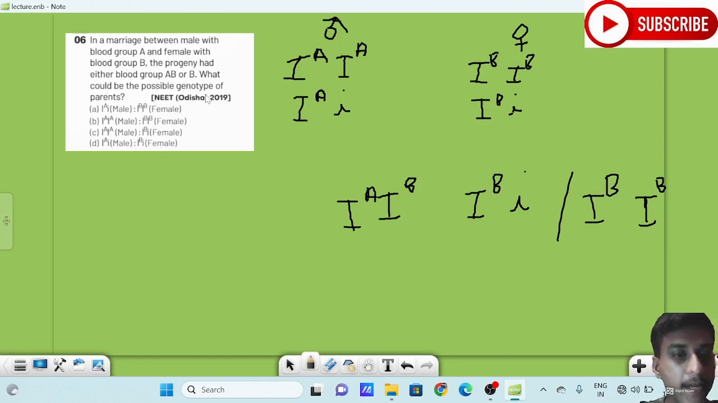For option D, they have taken this chance. They are crossing it. So AB can be possible, A can be possible, B can also be possible, but ii can't be possible. When these gametes fuse, ii is possible, which is not given in our question situation. So it can't be possible. So the answer is option number A.